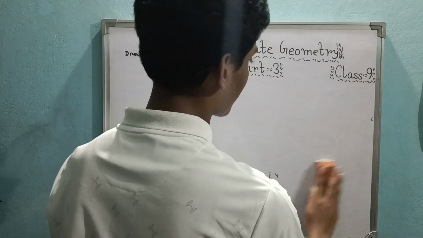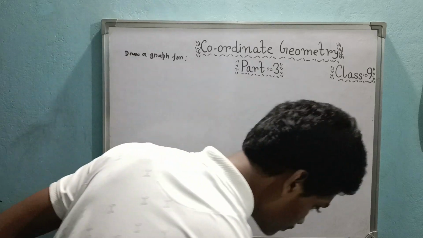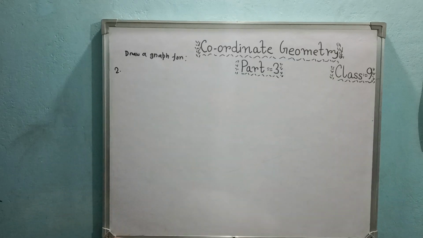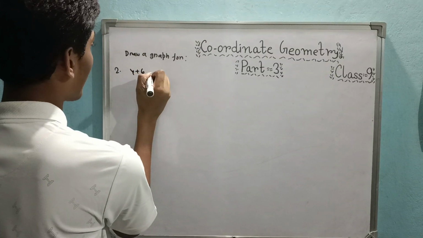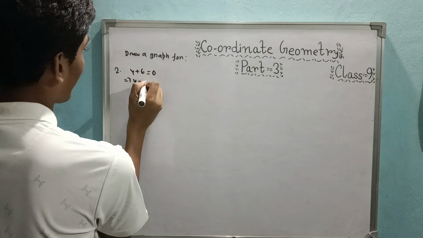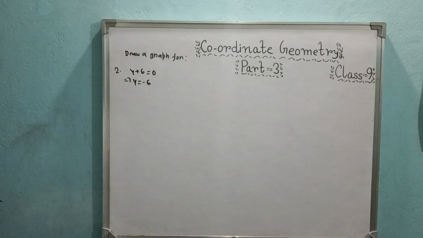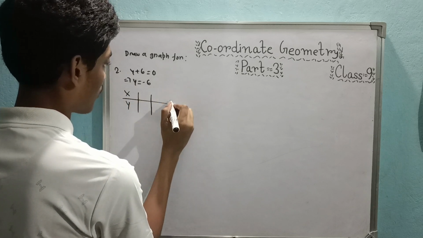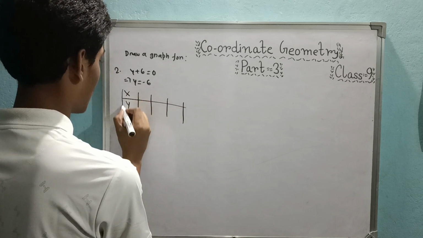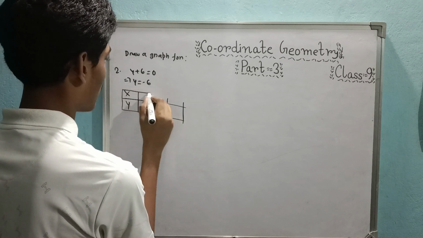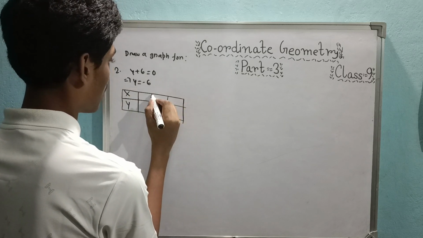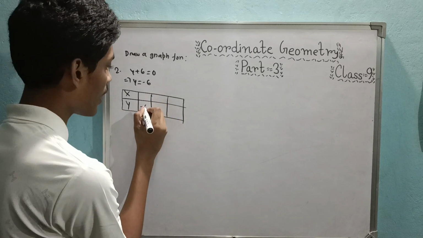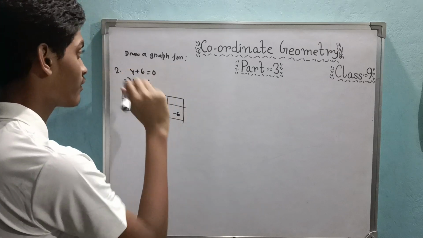Now suppose y is there and x is missing. What are we going to do? Let's see. So another equation for you. Y plus 6 equal to 0. So what can I do here? I can modify it as y equal to -6. Yeah, I shift it to that side. Now again take 2 places, x and y. So now y is here always minus 6.